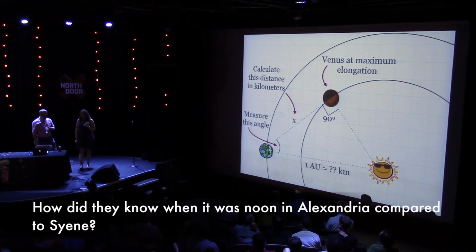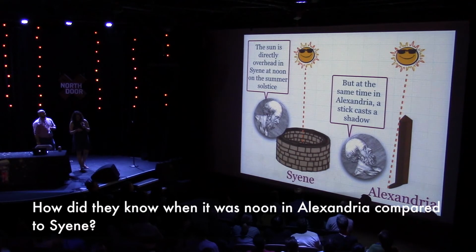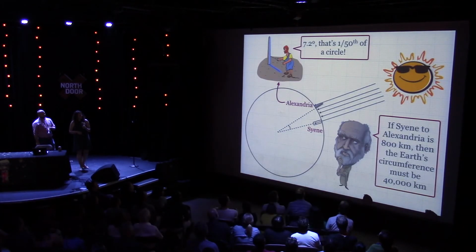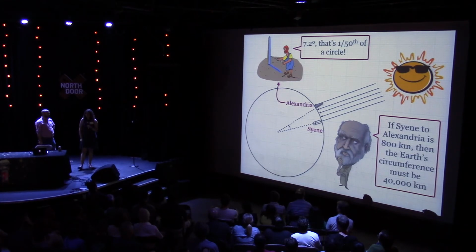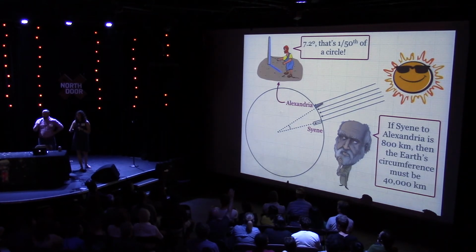The question was, how did Eratosthenes know that the sun was directly overhead at noon in Alexandria? How did he know that it was noon? They had clocks. He used a sundial, mostly. It was based on the sundial, which would have been adjusted based on his location. It's not perfectly scientific. It was a stick in the ground.